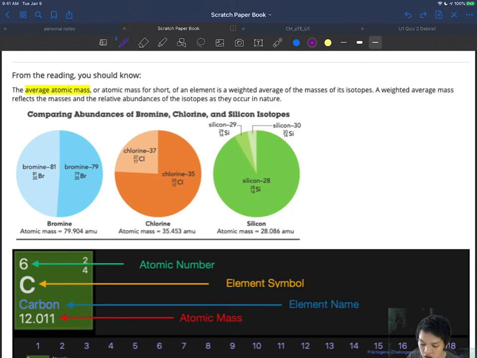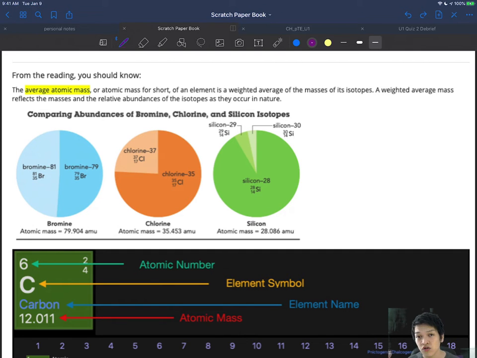Now there's this graphic from the text that's actually very, very helpful. So I'm going to try to explain this graphic. It says comparing abundances of bromine, chlorine, and silicon isotopes. So there's three different elements. We're going to look at each one of them, starting with the very left, where we have a blue pie graph. This is for the element bromine.